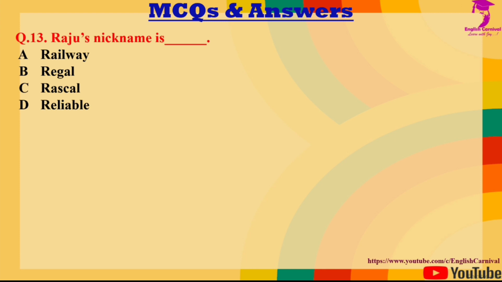Question number 13 we have, Raju's nickname is dash. Options are A railway, B regal, C rascal and D reliable. The correct answer is A, that is railway.